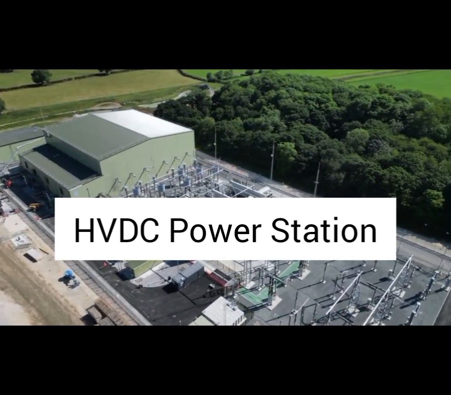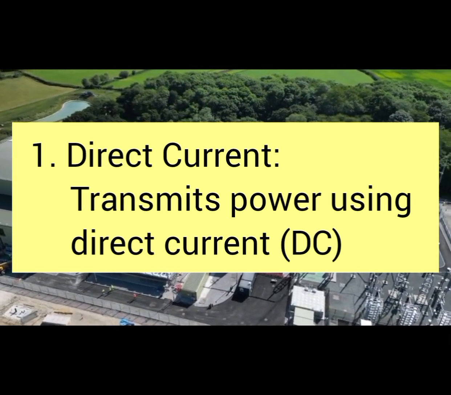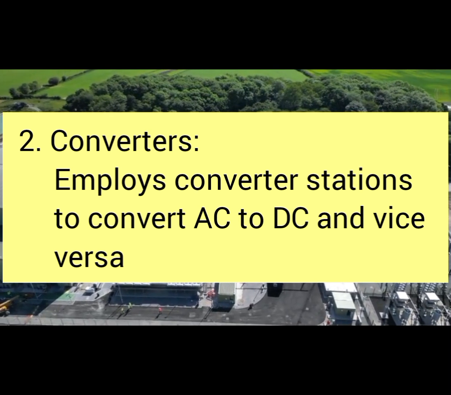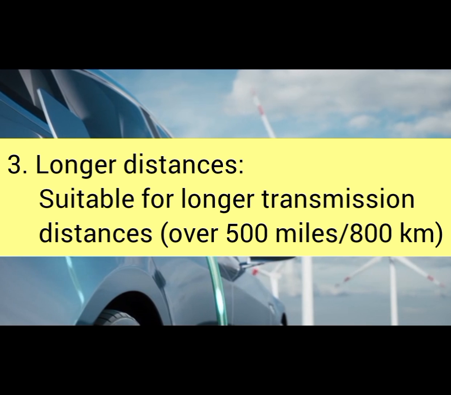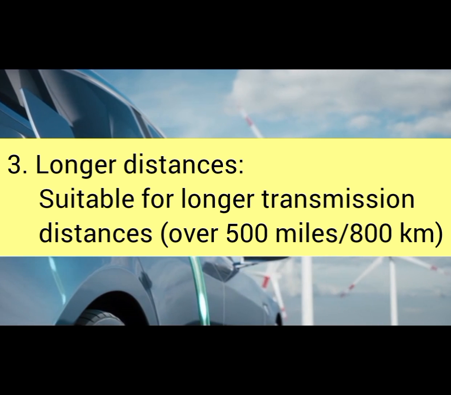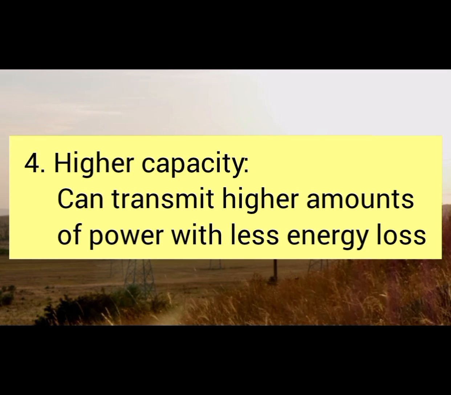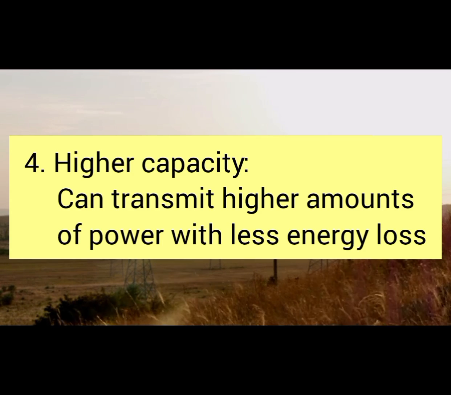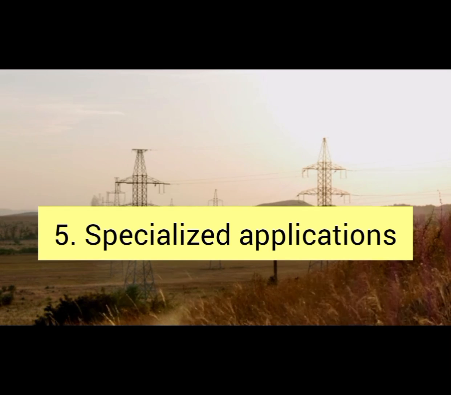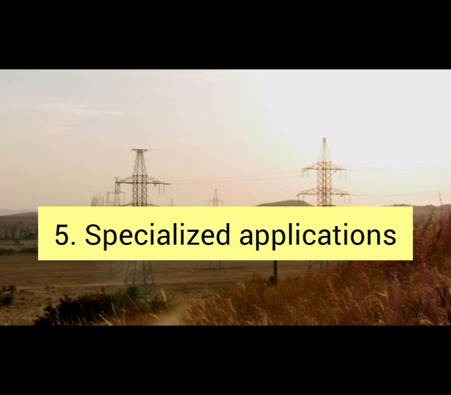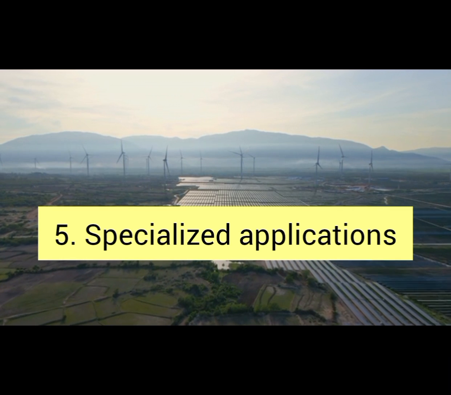HVDC power station. 1. Direct current. Transmits power using direct current (DC). 2. Converters. Employs converter stations to convert AC to DC and vice versa. 3. Longer distances. Suitable for longer transmission distances over 500 miles (800 kilometers). 4. Higher capacity. Can transmit higher amounts of power with less energy loss. 5. Specialized applications. Used for specific applications like underwater cables, interconnecting asynchronous grids, or long-distance transmission.